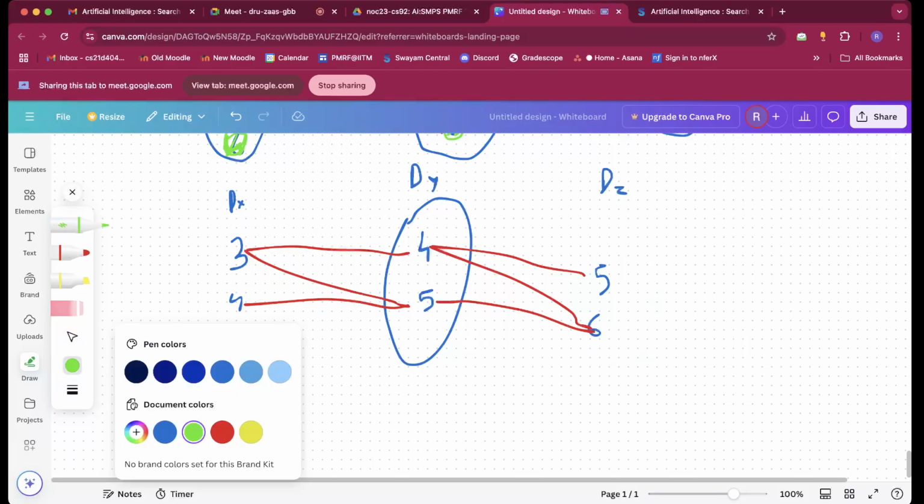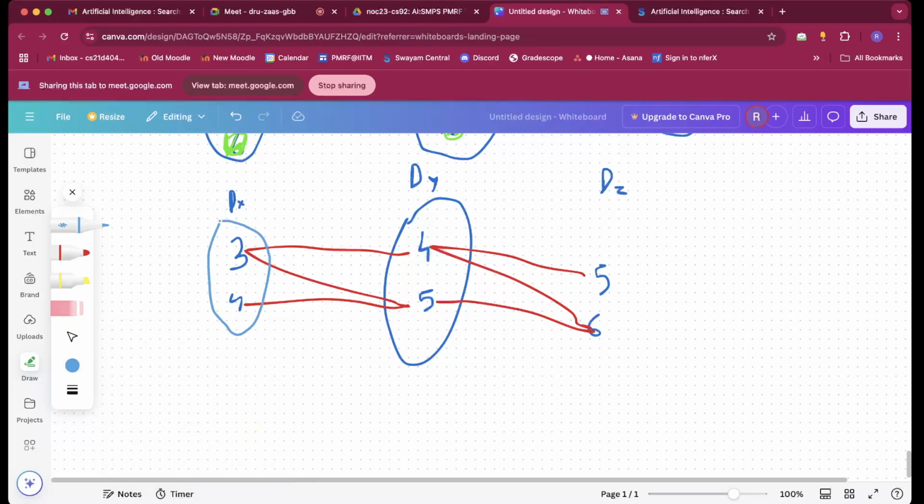So this is what is left for us. Now we see we cannot remove any elements in any direction from dx to dy, dy to dx, dy to dz, or dz to dy, right? So this is where we will stop, and this is where we know that our network is now arc consistent.